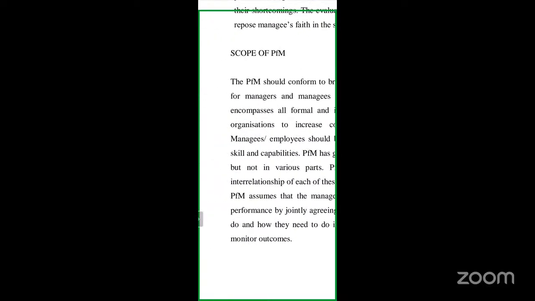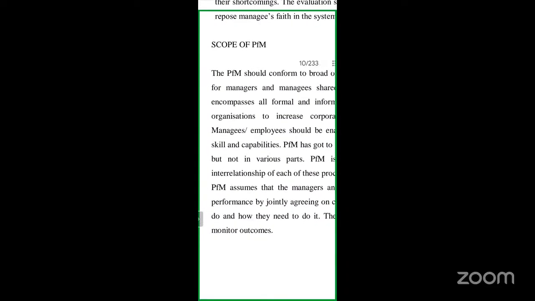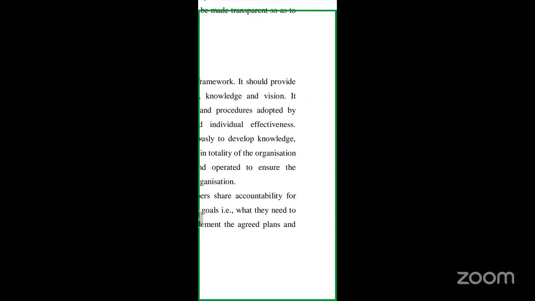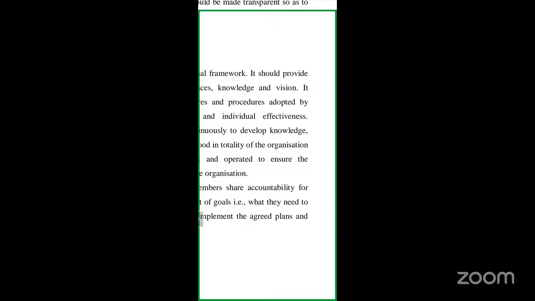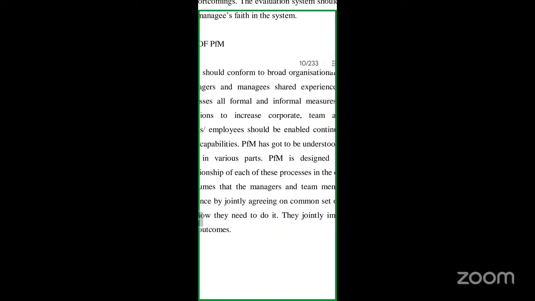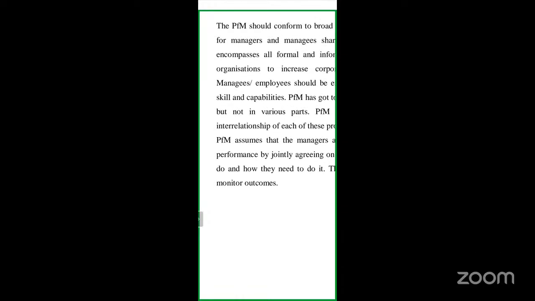It should provide managers and managees shared experience, knowledge, and vision. It encompasses all formal and informal measures and procedures adopted by organizations to increase corporate, team, and individual effectiveness. Here we are saying corporate, individual, and team effectiveness. All the feedbacks or outputs of each and every step are considered as one teamwork, and then this gives the output for the managers or employees or for the department. The feedback of all these will affect the performance of the organization or the department or the company.